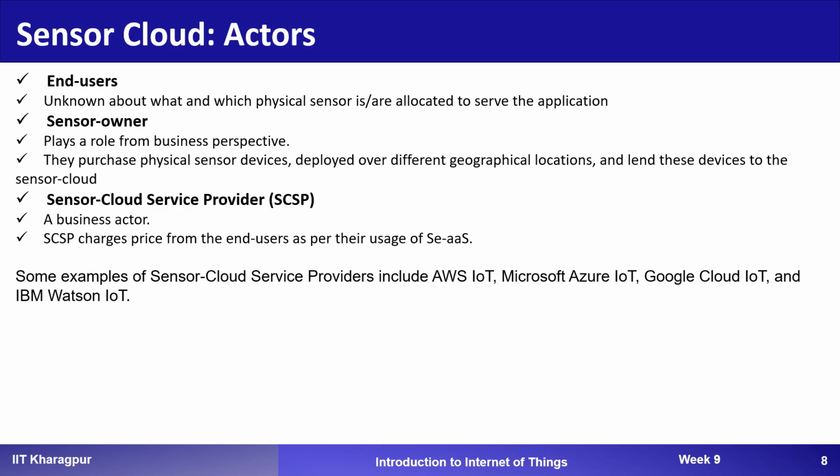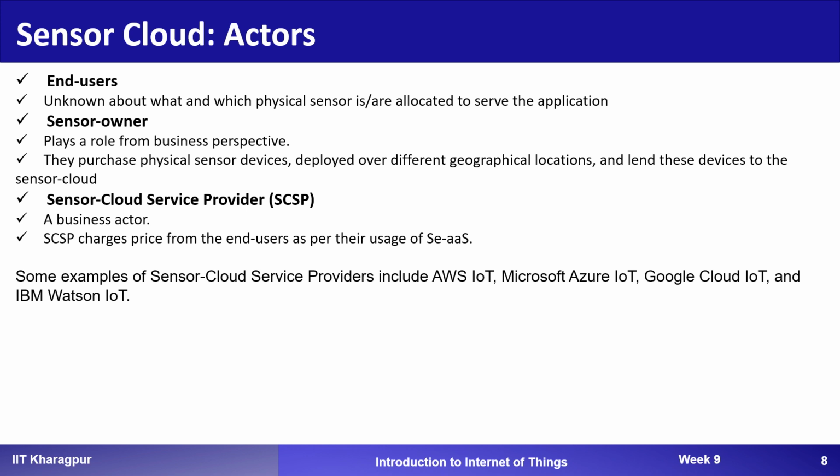The second component is the sensor owner. As the name suggests, these are the users who own the sensors. They play a role from a business perspective. They purchase physical sensor devices, deploy them over different geographical locations, and lend these devices to the sensor cloud. The next one is the SCSP, that is the sensor cloud service provider. These are the business sectors which charge prices from the end user based on the usage of these sensors. So basically these service providers are responsible for billing.